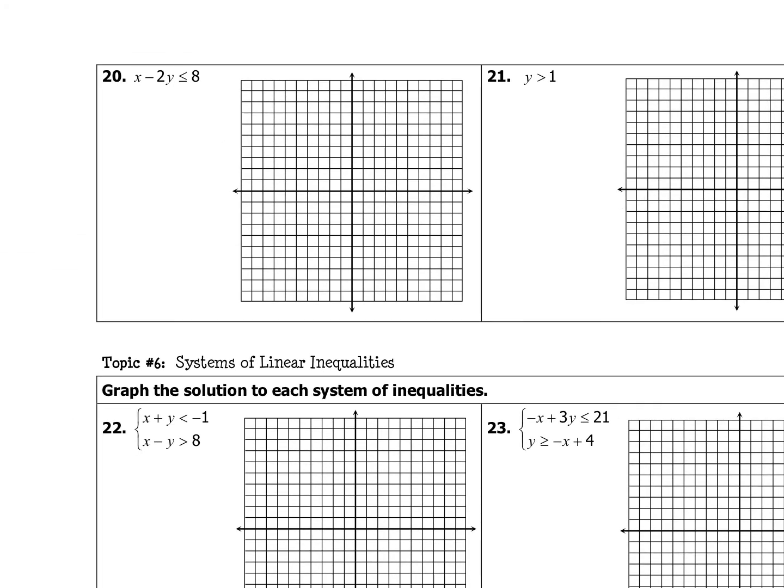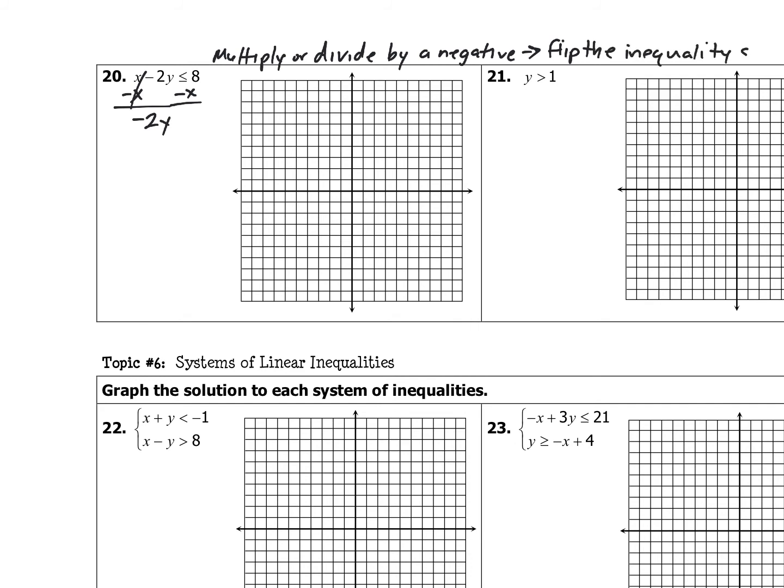And at number 20, I need to get this in slope-intercept form, so I need to subtract x. Whatever you do to one side, you do to the other. Oh, I forgot to mention one really important rule. If you multiply or divide by a negative on both sides, you have to flip the inequality sign. That's an important rule. If you don't do it, you will be wrong. So I'm about to do it here.